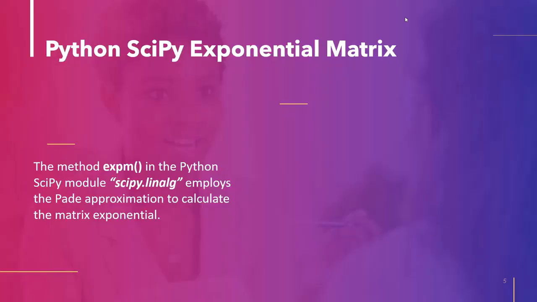The next topic is Python SciPy exponential matrix. The Python SciPy module scipy.linalg contains a method expm that uses a Pade approximation to compute the matrix exponential. The syntax of the method is as follows: scipy.linalg.expm, where parameter a accepts the matrix of type array.